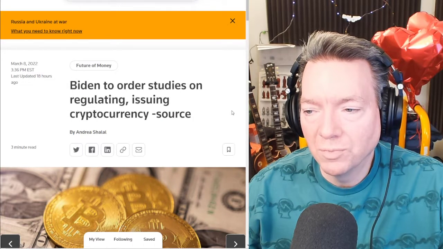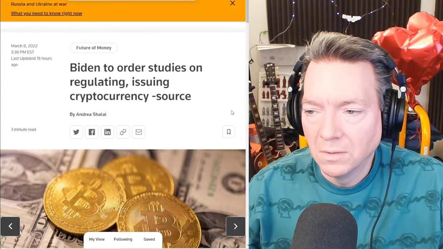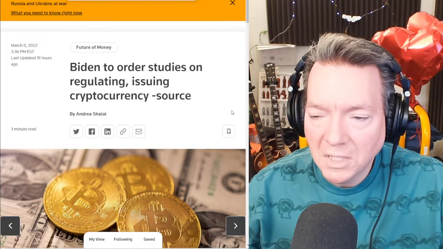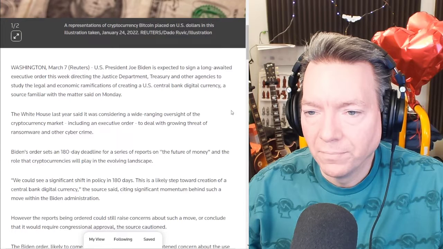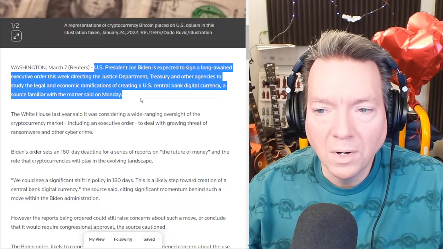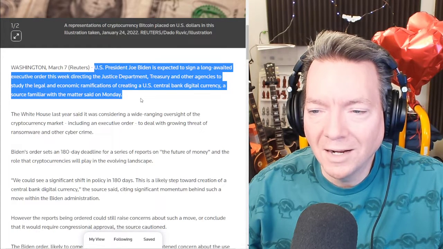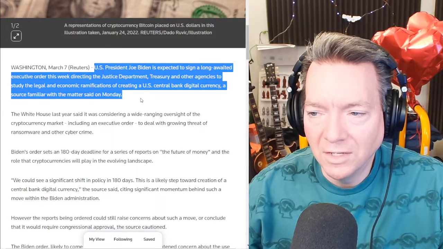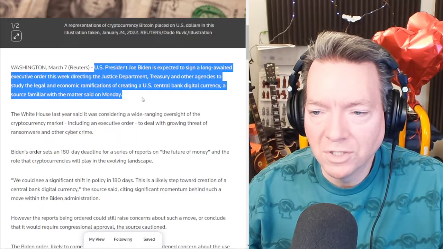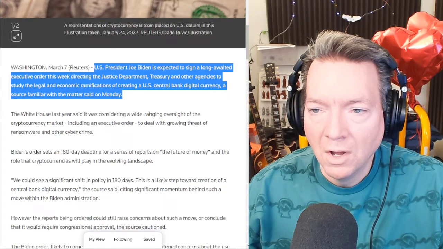So here's how Reuters reported that. That was from CoinDesk, which is slightly partisan. The lead from Reuters is U.S. President Joe Biden is expected to sign a long-awaited executive order directing the Justice Department, Treasury, and other agencies to study the legal and economic ramifications of creating a U.S. central bank digital currency. A source familiar with the matter. Well, that's good. We'll see.